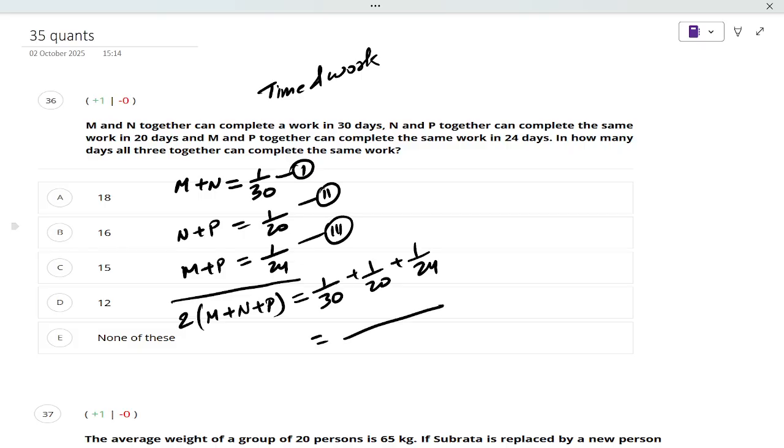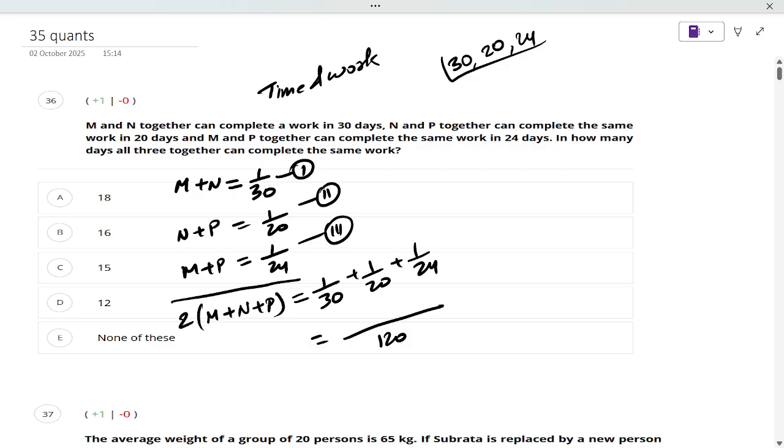The LCM of 30, 20, and 24 is 120. Now, if we solve this way, that's very basic, right? Even class 6, 7 students can do this one.